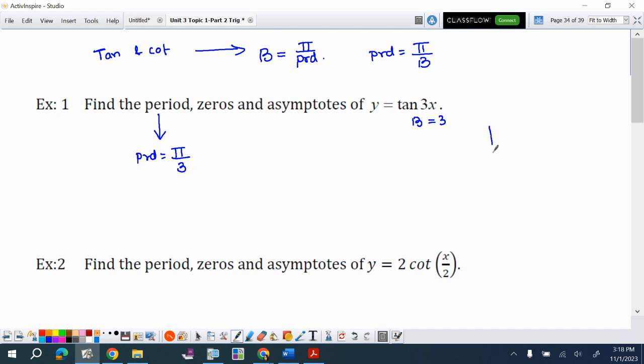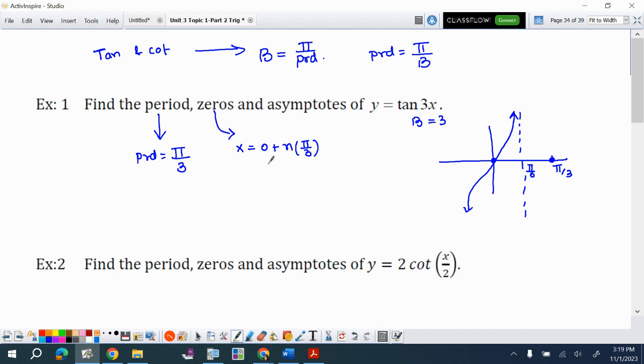Okay, so let's visualize the graph. The tangent graph always goes through 0, 0. Period is pi over 3. So the next 0 is at pi over 3. Halfway in between is the asymptote, which would be pi over 6. And the graph is always increasing. So where would the zeros be? We can say x equals first 0 at 0 plus every period. What's the period? Pi over 3.